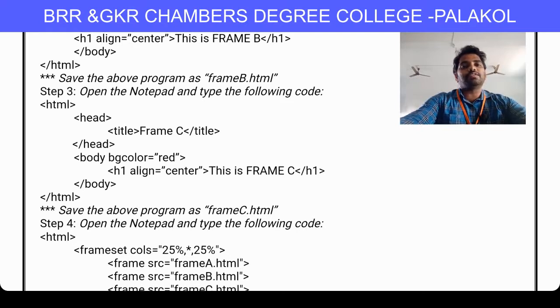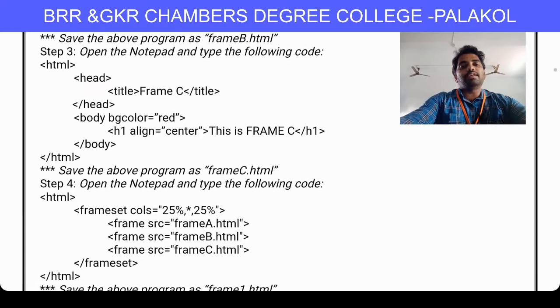All three web pages you create in a single page. Open Notepad and type the following code. Frameset cols: the first web page 25 percent, the second web page asterisk, and the third web page 25 percent. The first frame is 25 percent, the third frame is 25 percent, and the remaining frame B is 50 percent, totally 100 percent.